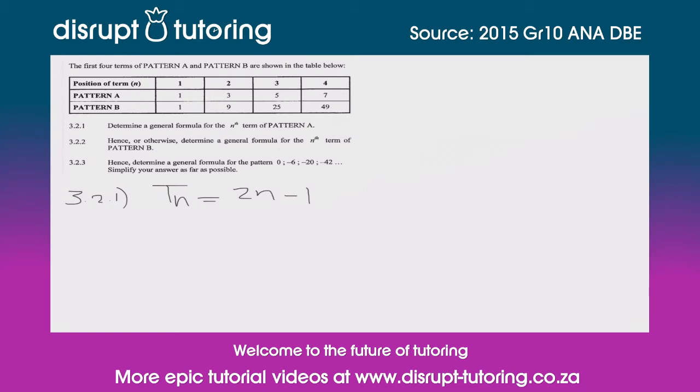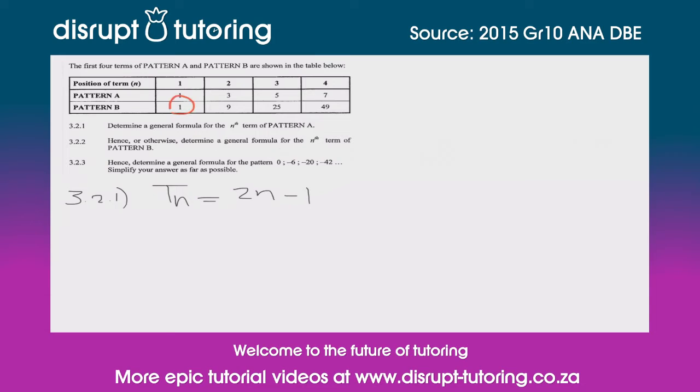Then they've said to us 3.2.2, hence or otherwise determine a general formula for the nth term of pattern B. So when they say to us hence or otherwise, let's always focus on this hence. Hence basically means use what you've just done. Use what you've just done. And let's keep that in mind. Now, let's see what we've got in pattern B.